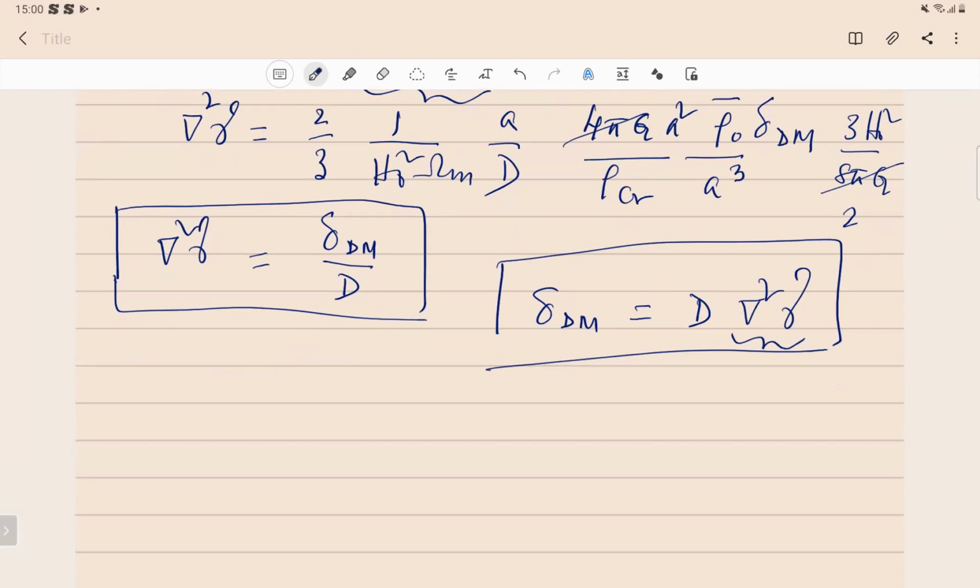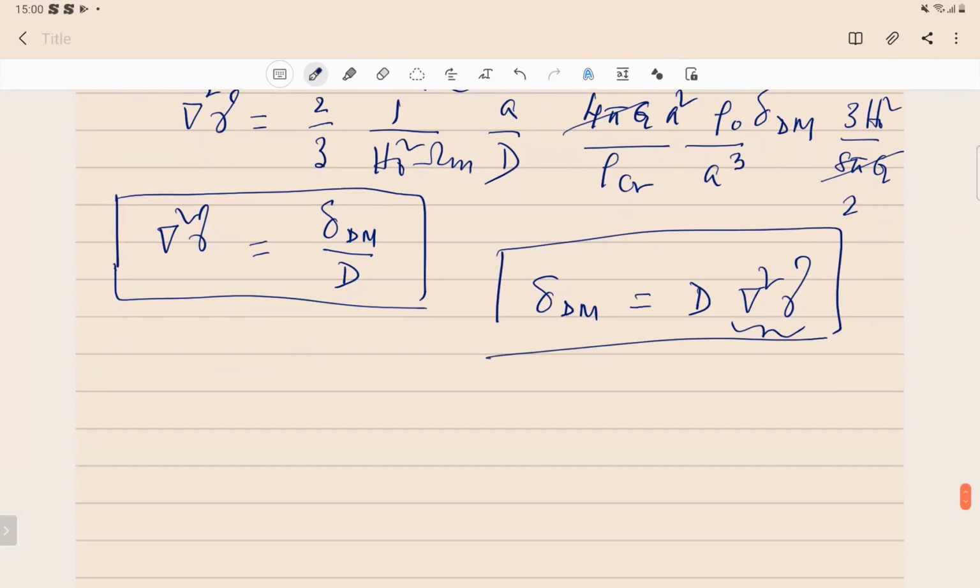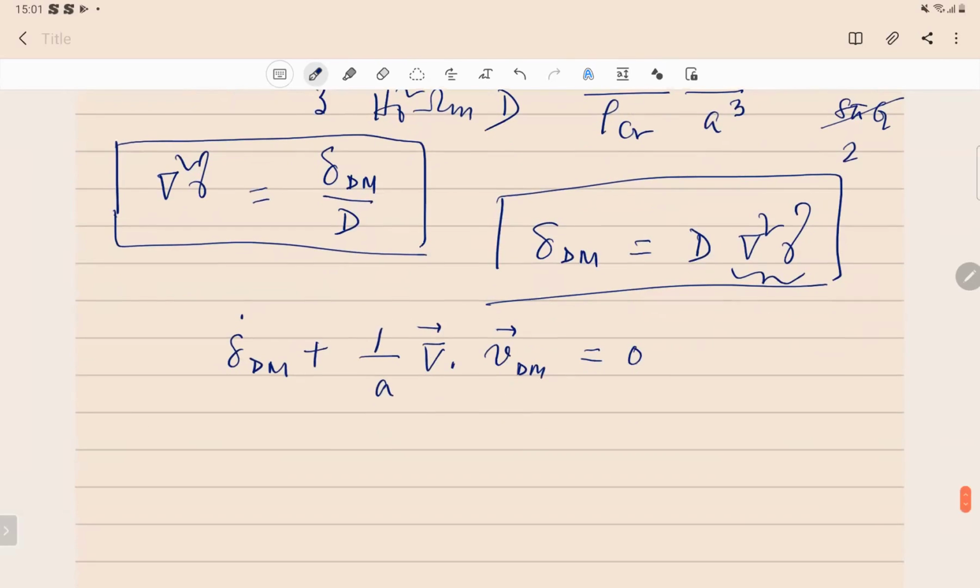Okay, now there's a reason why we're writing this, which will become very useful for us. So let's write down the equation for the fluid again. We go to the first equation involving the dark matter overdensity. So you have delta dark matter dot plus 1 over A divergence of V. Now everything is for dark matter, so I'm not going to write the dark matter suffix. So what do you have? You substitute this over here.